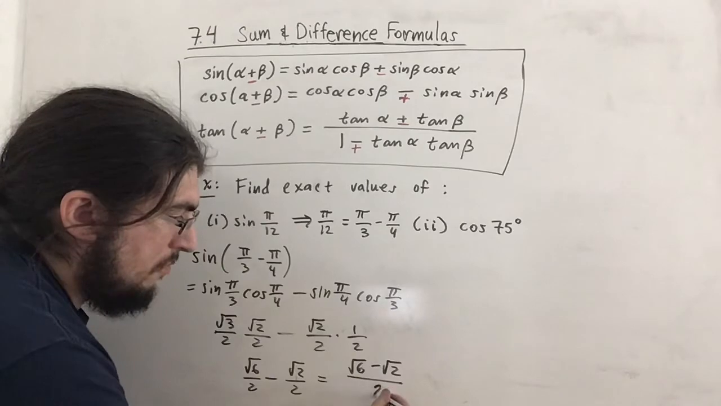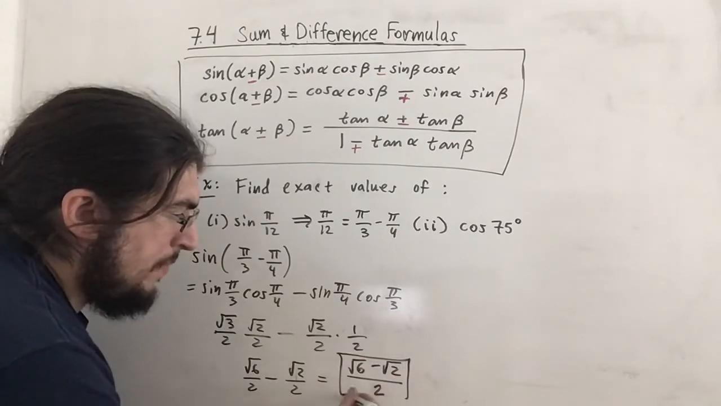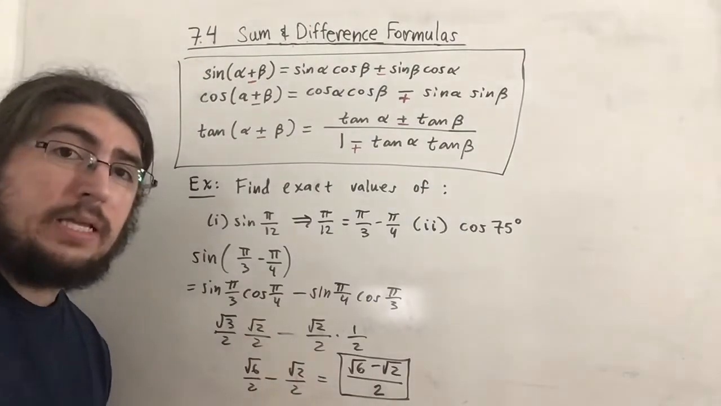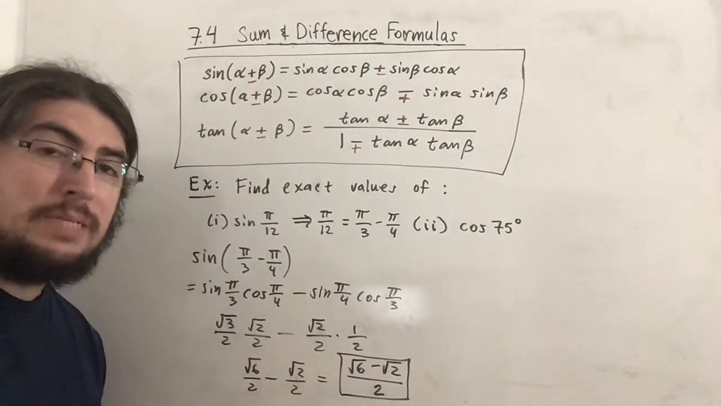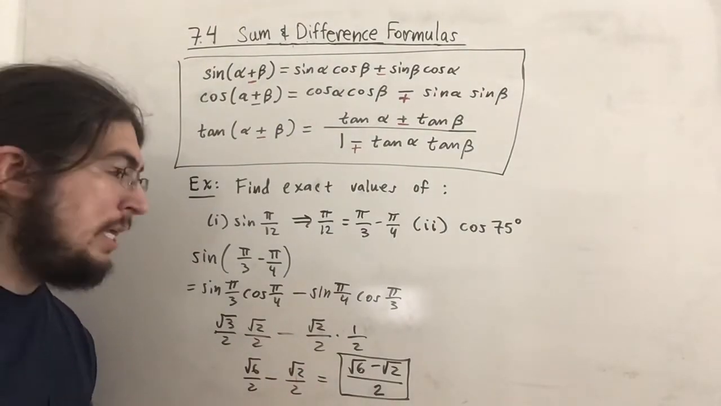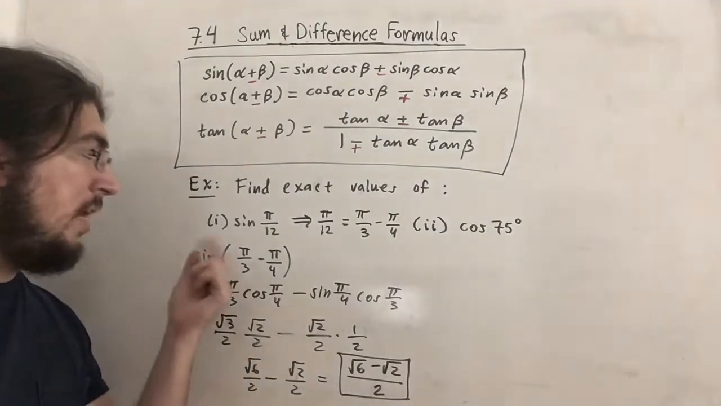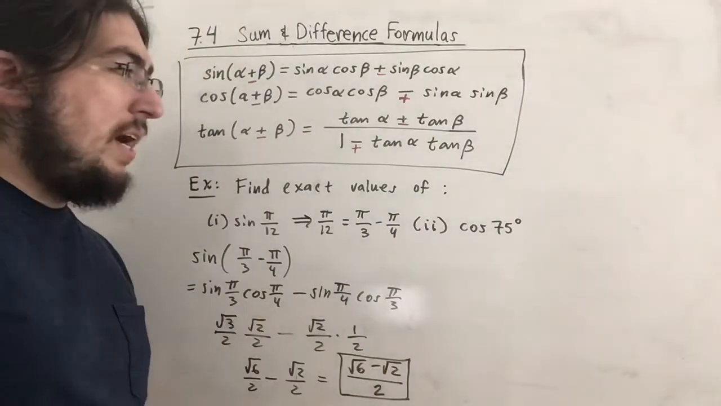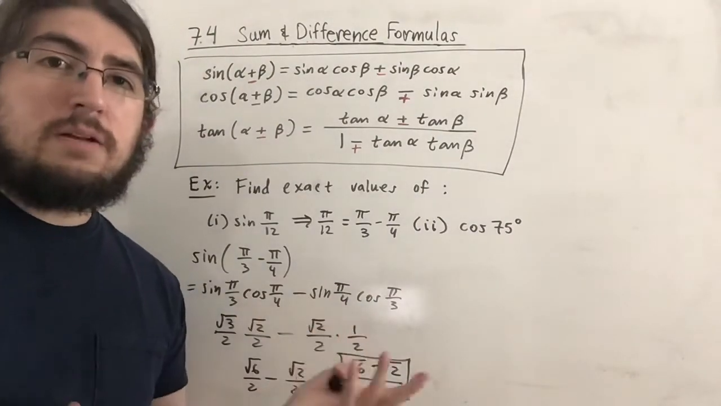And by the way, the phrase exact value just means we want to write it in terms of radicals basically, because otherwise you'd have to approximate and that wouldn't be an exact value. So this exactly represents the value of sine of pi over 12. Perfect. Now for this one, 75, how can we write 75 in terms of the angles we already know?